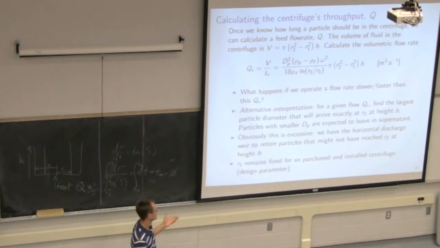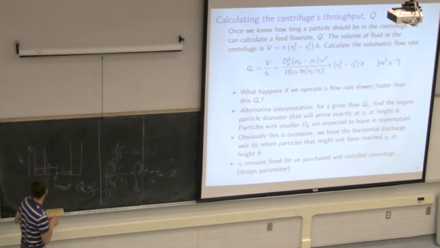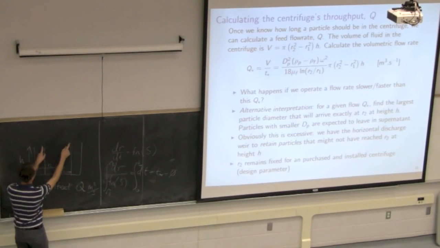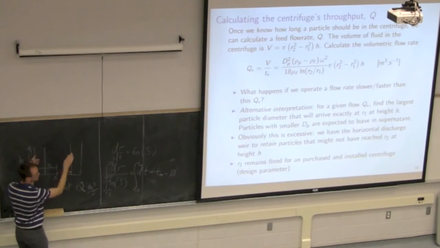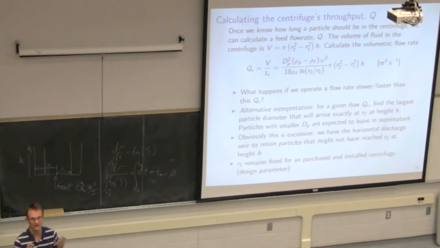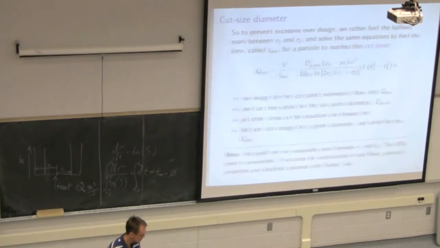Once you buy a centrifuge with a given R2, that's it. So R2 is fixed, R1 is also fixed in some centrifuges. Some centrifuges allow you to adjust R1. So this inner radius can sometimes be adjusted, but R2 is the outer radius of the bowl, and that's a fixed number. You don't get to change that once you've done this damage.